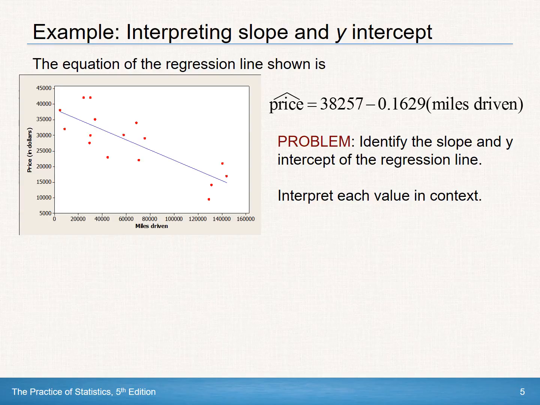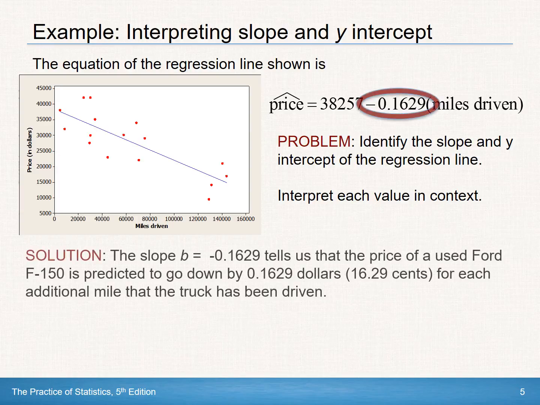So let's check out this example. The equation of the regression line shown in this example is price hat equals 38,257 minus 0.1629 times miles driven. Identify the slope and the y-intercept of the regression line and interpret each value in context.